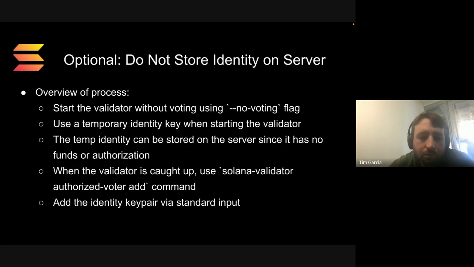Okay, yeah, so figure out what's right for you. But again, the key takeaway here is that you use a dummy key, start running with that dummy key, and then once the validator process is started, you can switch out the voter in memory without having it on disk.